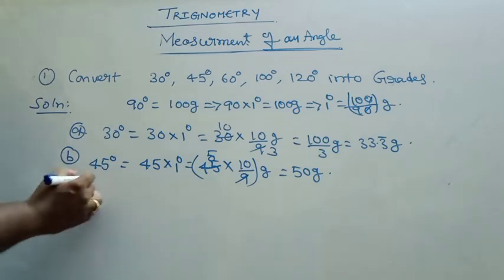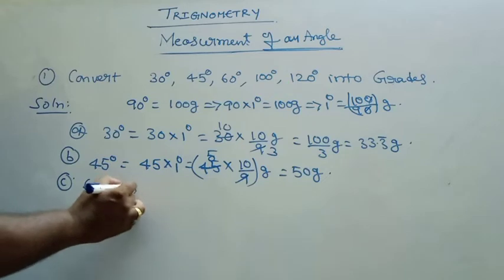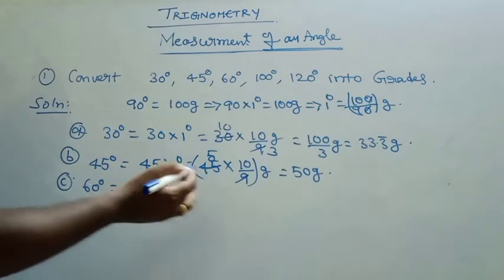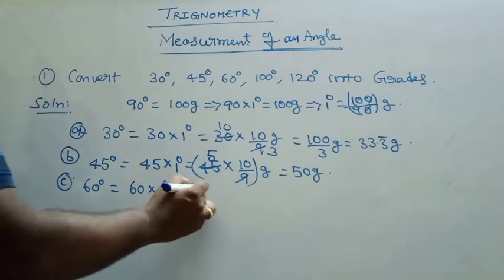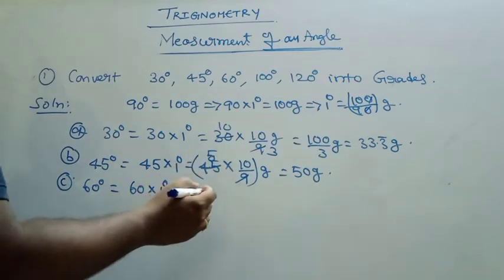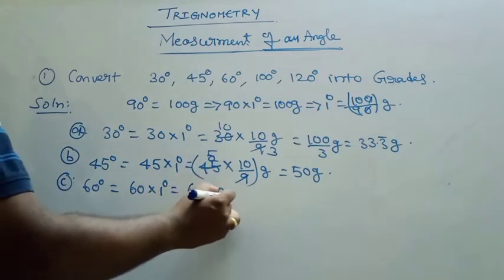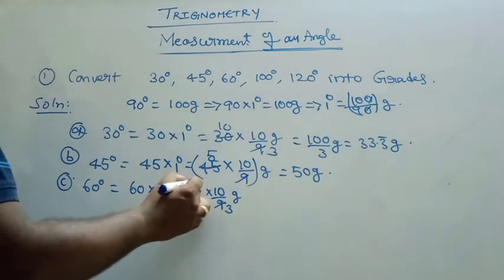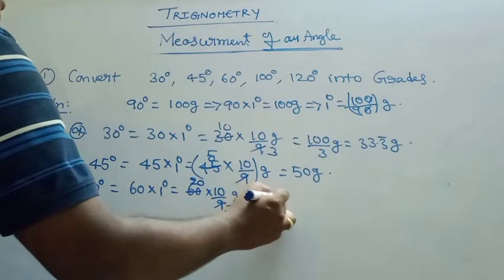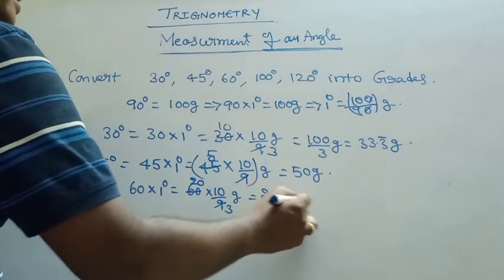Now another one, 60 degrees you are having here. This is 60 into 1 degree. Now 60 into 1 degree, you can write it as what? 10 by 9 grades, like this. Now this is 3 threes, 3 twenties. Now 200 by 3 grades, like this we can write.